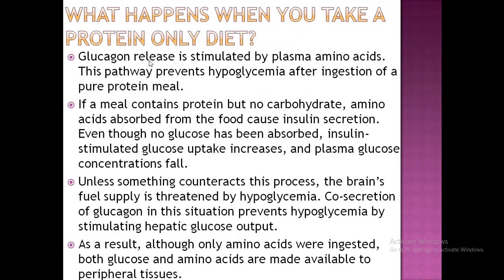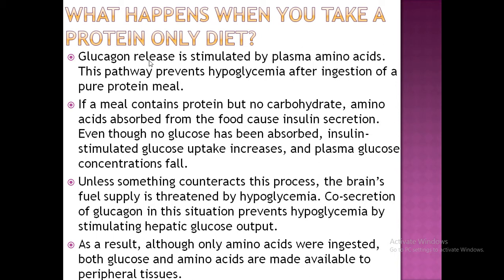Now, I want to discuss the mechanism when you take just a protein diet. What happens then? How is the blood glucose level maintained? That is a very tricky question, so we must give an answer to this question. Glucagon release is stimulated by plasma amino acids. This pathway prevents hypoglycemia after ingestion of a pure protein meal.